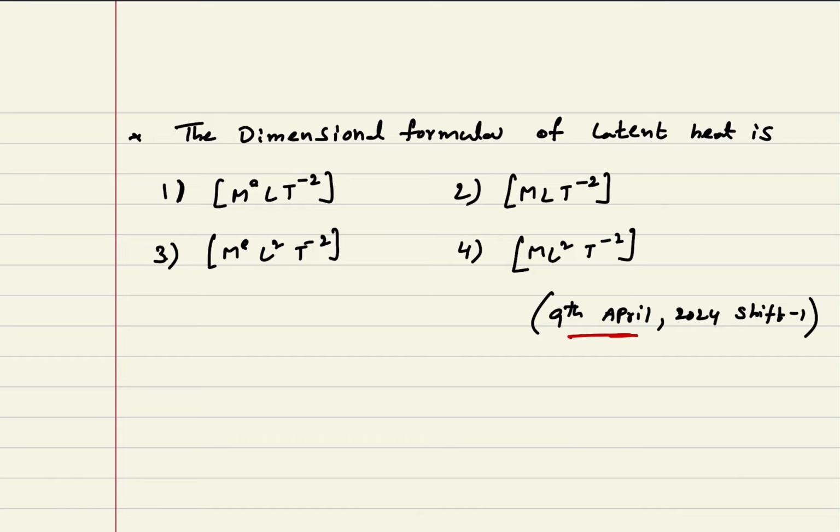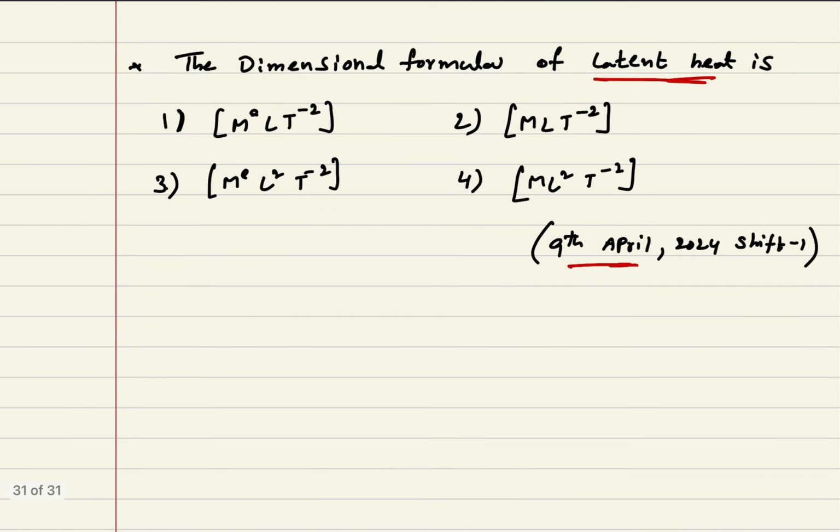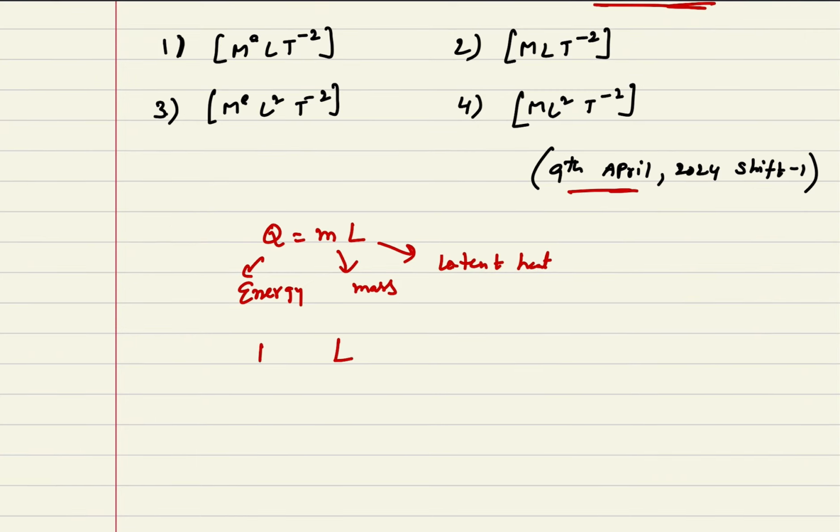Okay, next, in 2024 9th April they asked one question. What is the latent heat? Actually I have given earlier, they asked separately. That's why I'm telling, don't remember any formula, just observe this. This is my last question. You can see latent heat, you can write Q is equal to m into L. Q is energy, m is mass, L is latent heat. You should have the first relation.